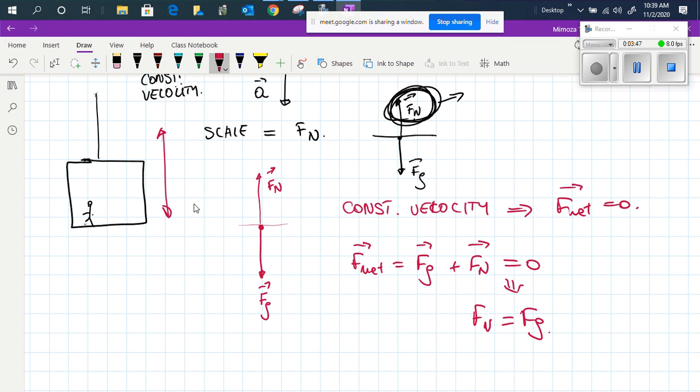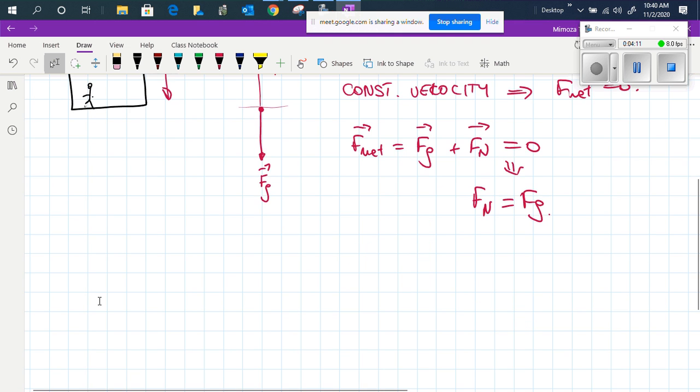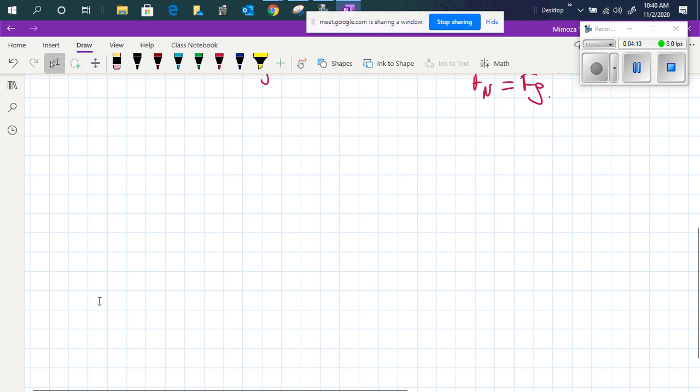This is not always the case. We have clarified this concept even when we were working on dynamics. So it's not always the same. Do not try to memorize it as force normal is always equal to force of gravity, because see what we have now.